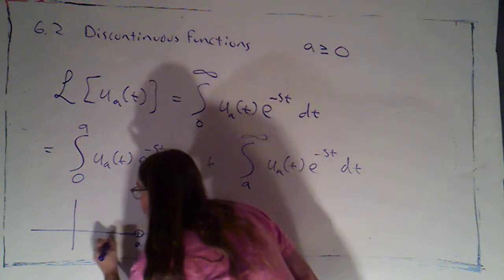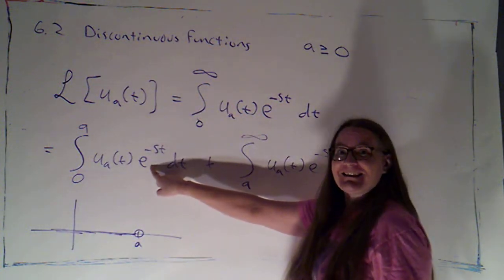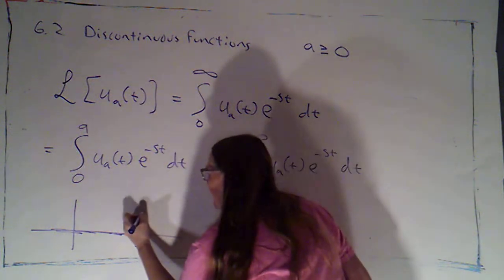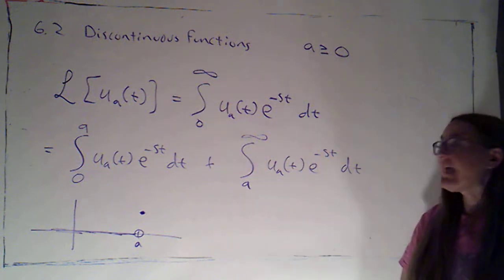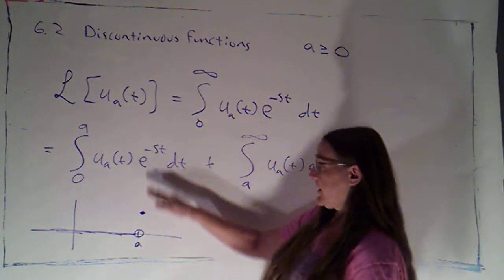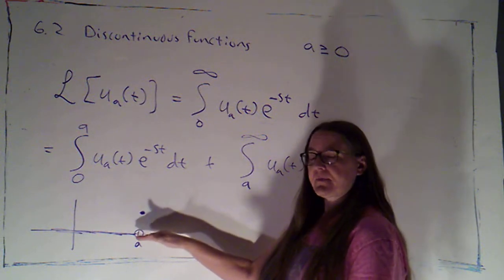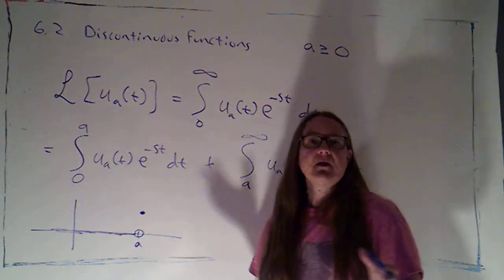At a, that's essentially where we're turning on e to the negative st, and so my function would jump up at that one point to take on that positive value. Okay. So the function I'm integrating is actually discontinuous. That's okay. Integrals are defined as limits of Riemann sums.